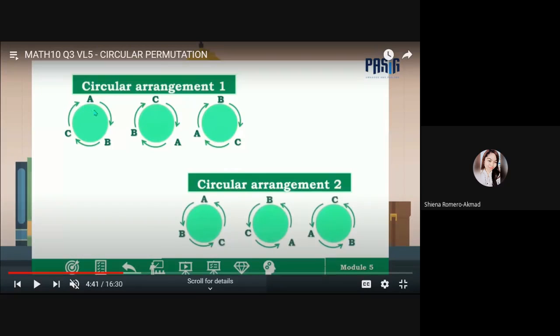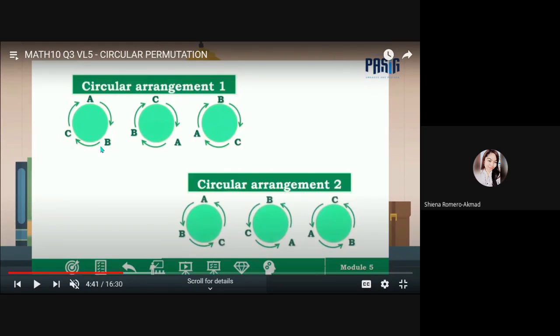Or sabihin na natin na ang nasa kanan niya, kung tao yan, isipin nyo, tayo ay parang drone. Tinitingnan natin sila from above. Si A, ang nasa kanan ba yan? Kaliwa. Kaliwa niya. Ang nasa kaliwa niya ay si B. Si B, ang nasa kaliwa niya ay si C. At si C, ang nasa kaliwa niya ay si A. Malinaw?